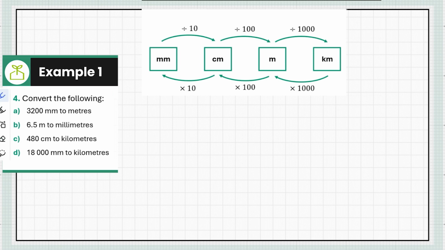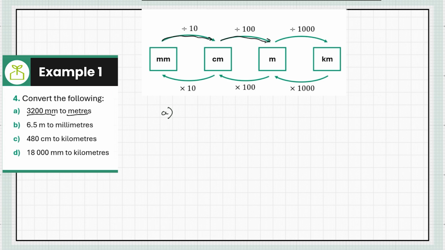We have A, and for A we have 3,200 millimeters to meters. So if we go from millimeters, we're going to first divide by 10 to get to centimeters, and then divide by 100 to get to meters. So we do 2 steps to get there. So let's do our first one, A.